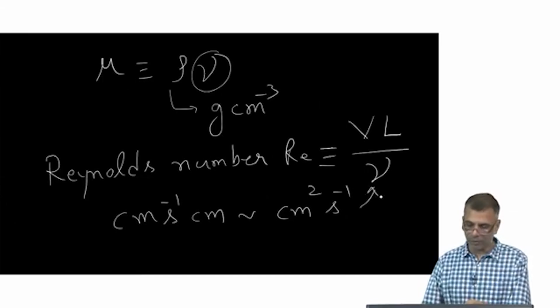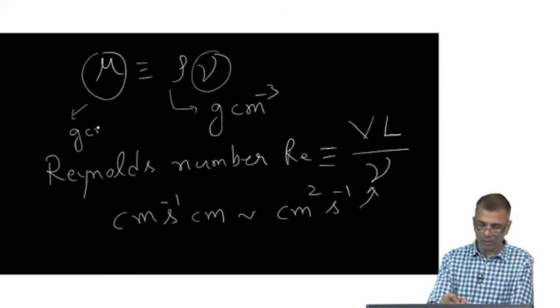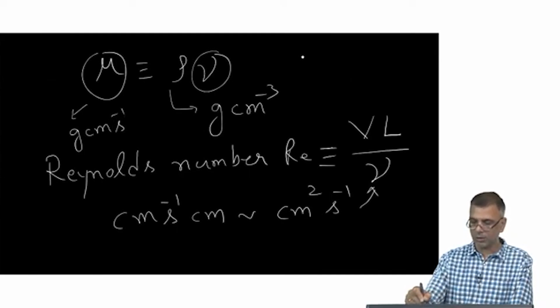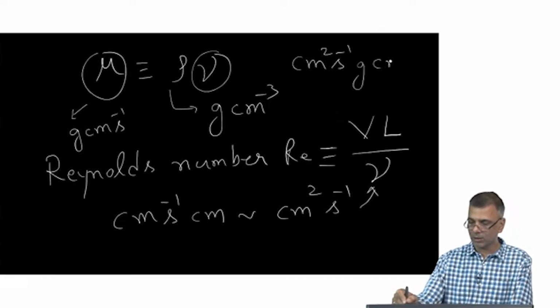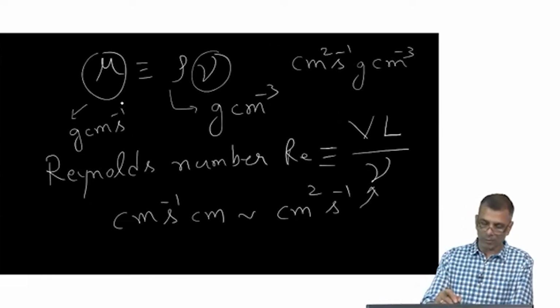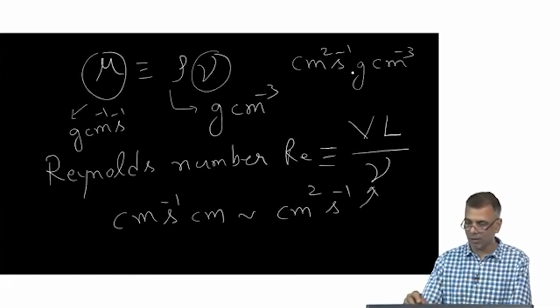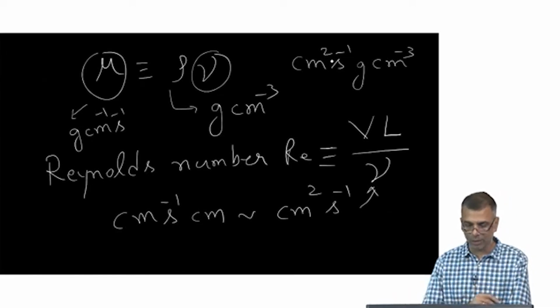Okay, simple enough. And therefore, the dimensions of mu are nu, which is centimeter squared per second, times rho, which is gram per centimeter cubed. So the dimensions of mu would be gram centimeter minus 1 second minus 1. Those are the dimensions of mu.